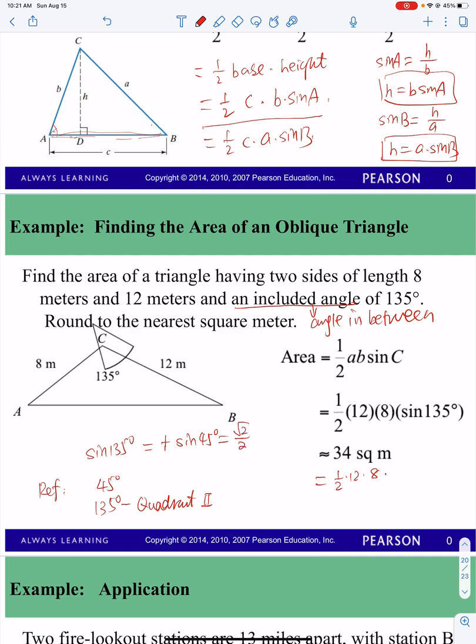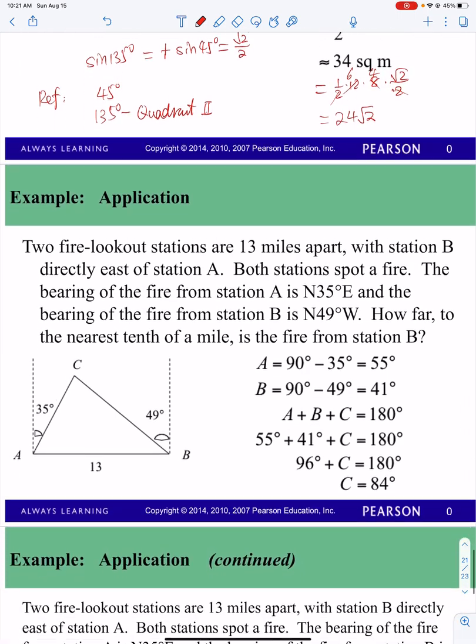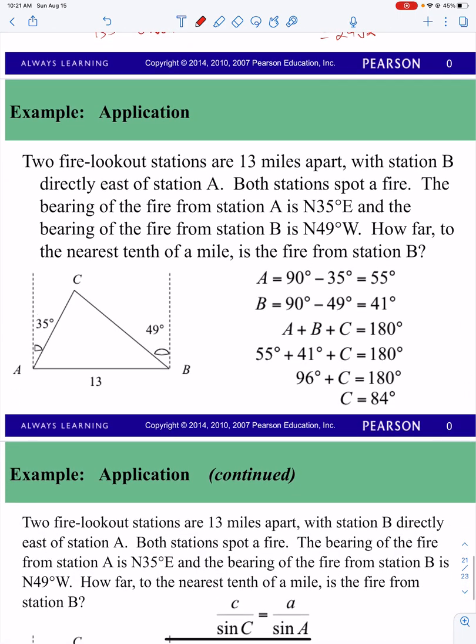What will it be? Square root of 2 over 2. Are you with me? So this is a review. So it's square root of 2 over 2. So this 6, this 4. So you have 24 square root of 2. If they ask you to find the exact value, you can get this too. Okay? So the next one is the application.